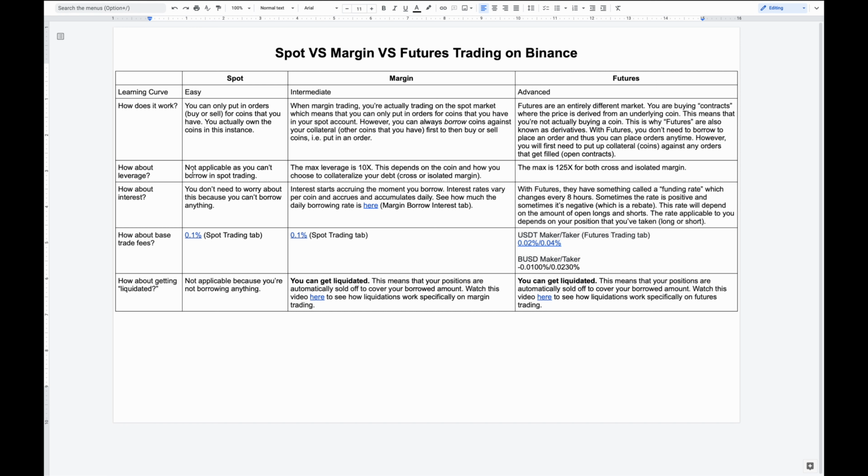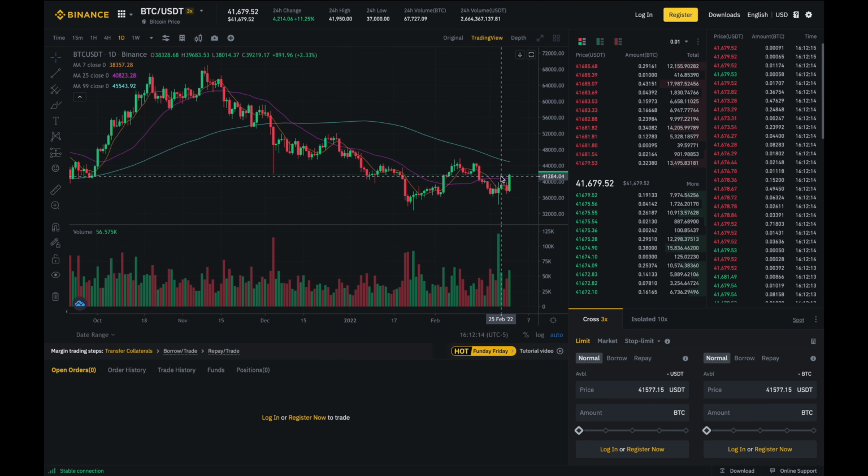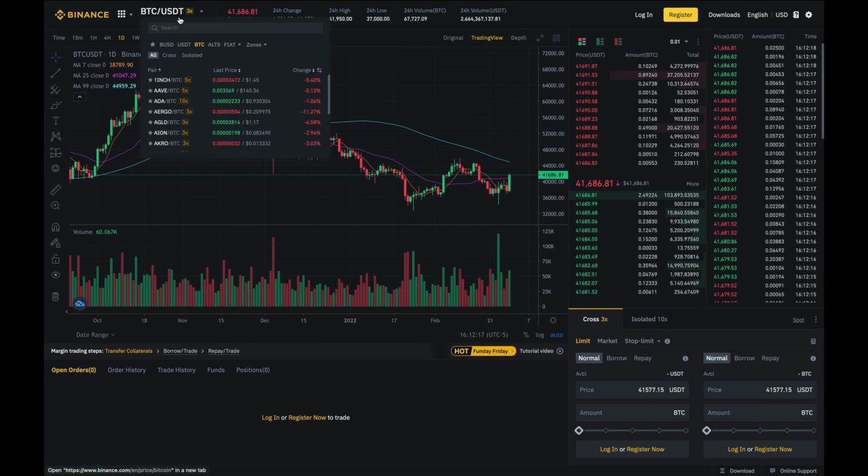So how about leverage? Well, for spot, again, you're not borrowing anything, and therefore this is not applicable. As for margin trading, the max leverage is 10x. This will depend on the coin that you're trading and how you choose to collateralize your debt, whether it's cross or isolated margin. So if we go to the Binance margin trading tab over here, you can see these numbers next to these trade pairs. We have 5, 10, 3, and that basically means the maximum leverage you can trade on these pairs.